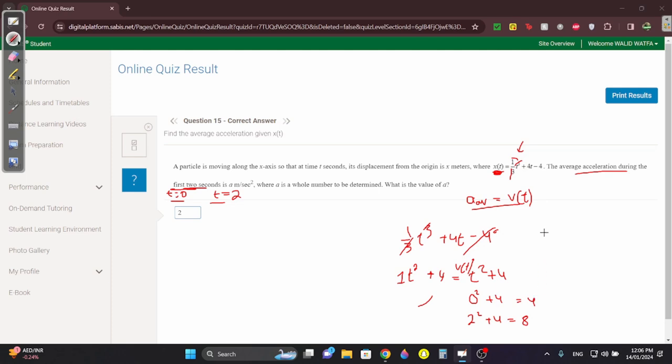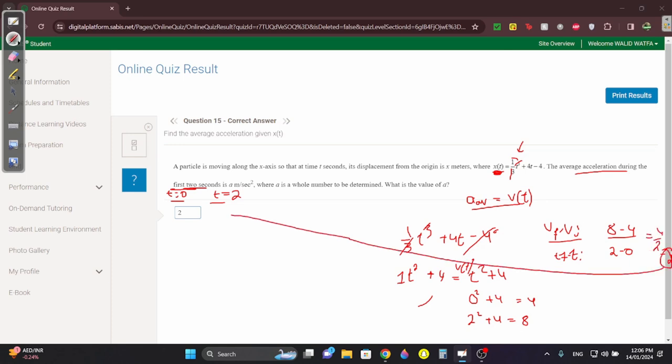Okay? Now let's find our acceleration. V final minus V initial over time final minus time initial. Okay? The V final is 8 and the initial is 4. Okay? Divided by time final minus time initial, which is 2 minus 0. You get 4 divided by 2 which is equal to 2. Equal to 2.